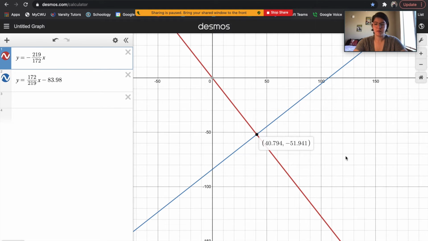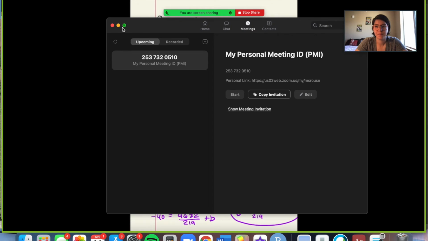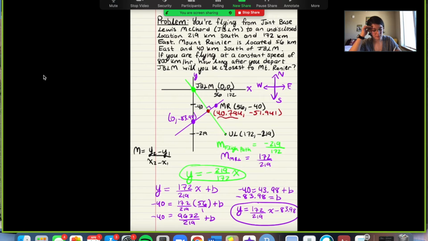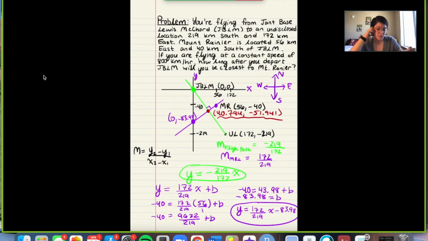Let's check it out. So we get the point 40.794, negative 51.941. Perfect. Come back over here. Okay, so here's our point. So now what we have to do, we're getting pretty close, we have to figure out how long it takes us to start at our base and get to that point, going the speed that we are, so 800 kilometers per hour.